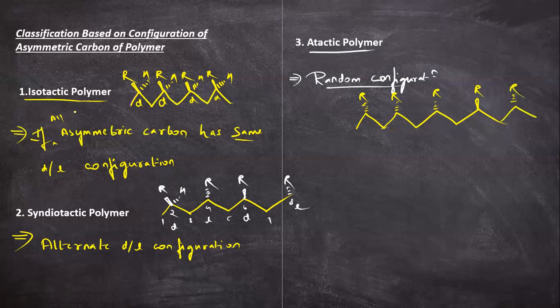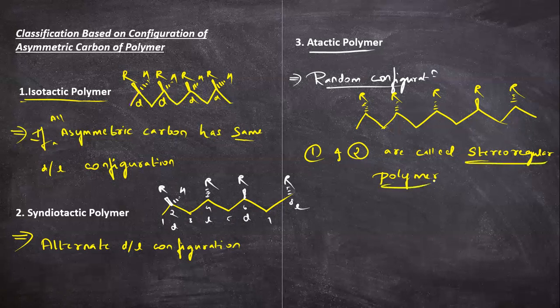Now, these isotactic and syndiotactic polymers, let me consider these as 1 and 2, are called stereoregular polymers. Keep in mind, isotactic polymer and syndiotactic polymer are said to be stereoregular polymers. And in the next class, I will explain the meaning of stereoregular polymer. Clear?